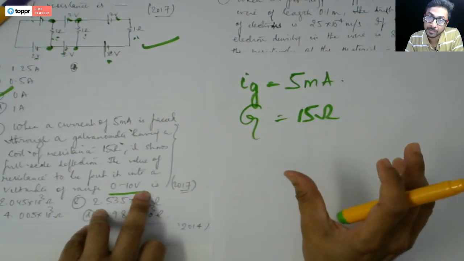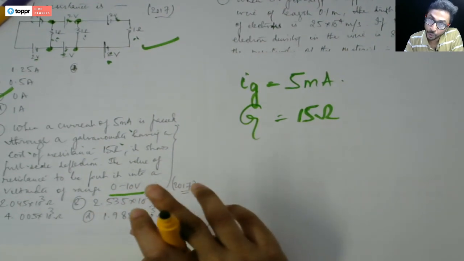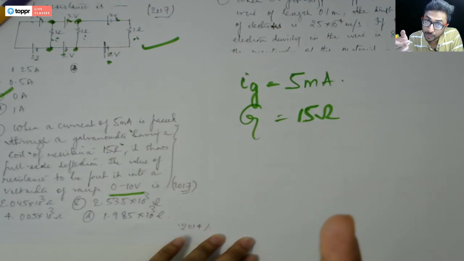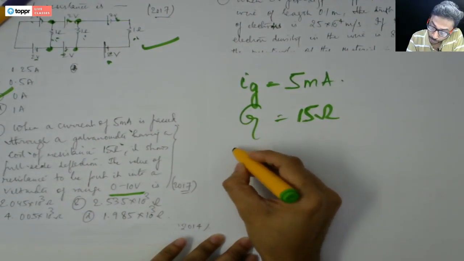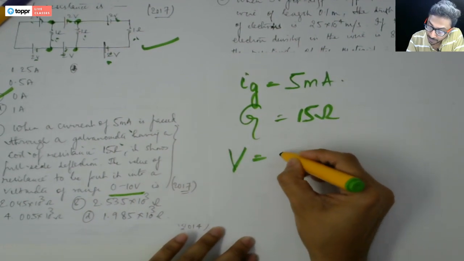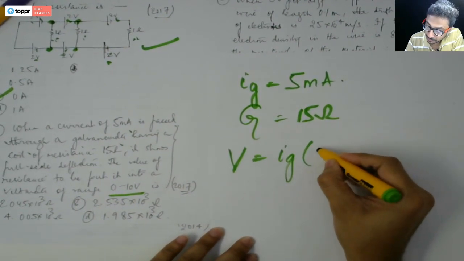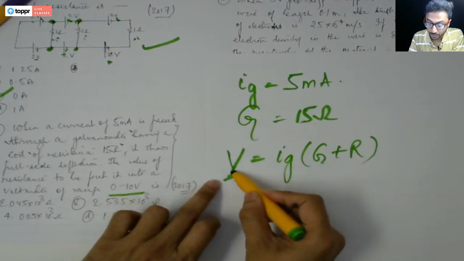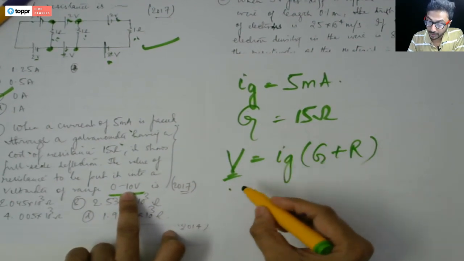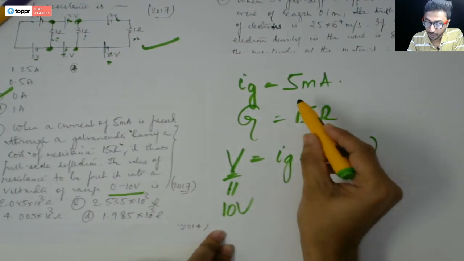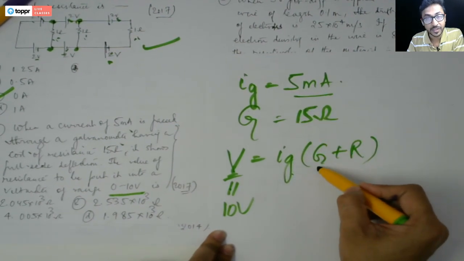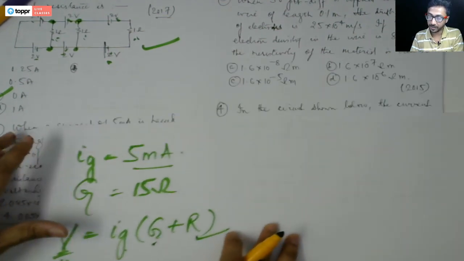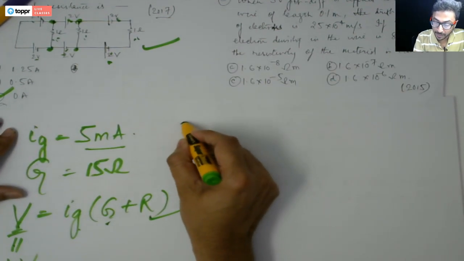What will be the resistance that we can use? For a voltmeter, what resistance do we have to use? We have to use a very high value of resistance in series. So definitely V will be equal to Ig times (G plus R). Now the value of V is nothing but 10 volt. Ig is 5 milliamps, G is 15 ohm. By putting in these values, you can very well find out the value of R. Okay, just come to this problem, number 3.